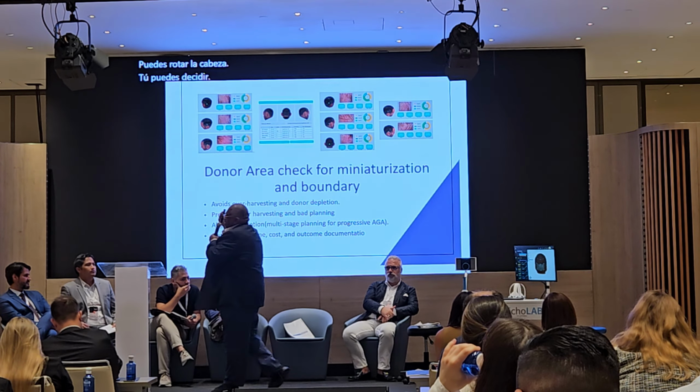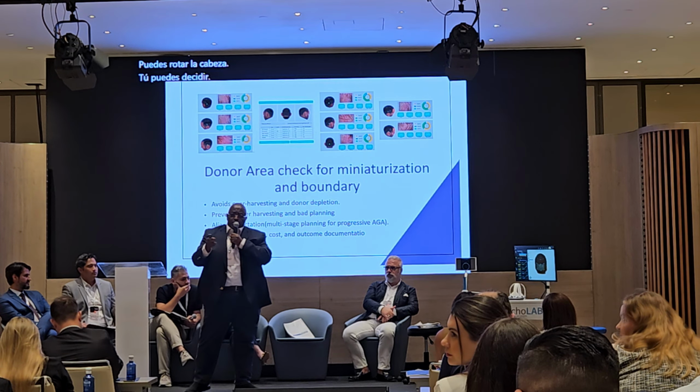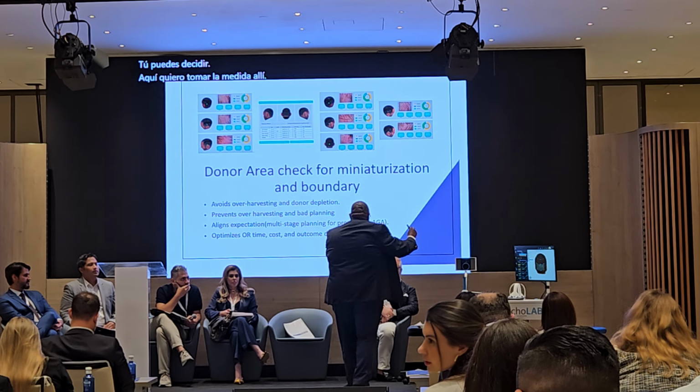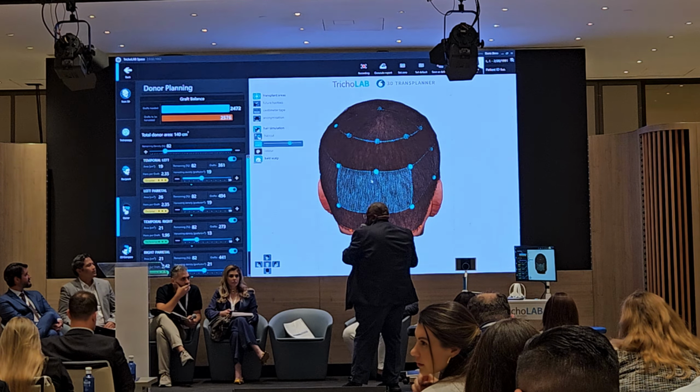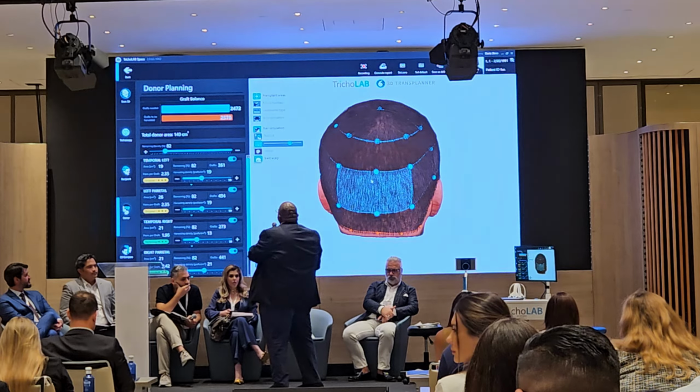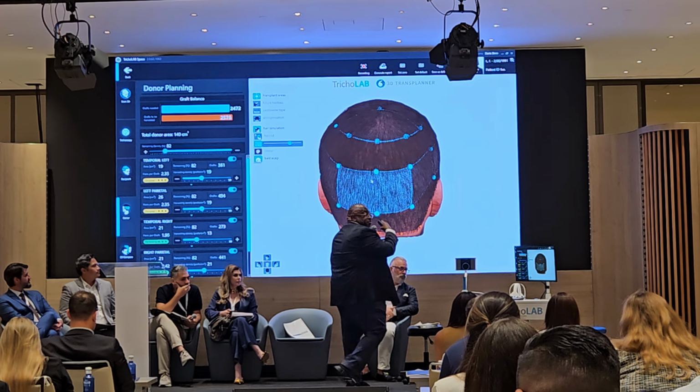Why is it important? Because it's going to help you avoid overharvesting. We all see these horrific windows, as I call them, in the back of the head because of overharvesting by poor planning.